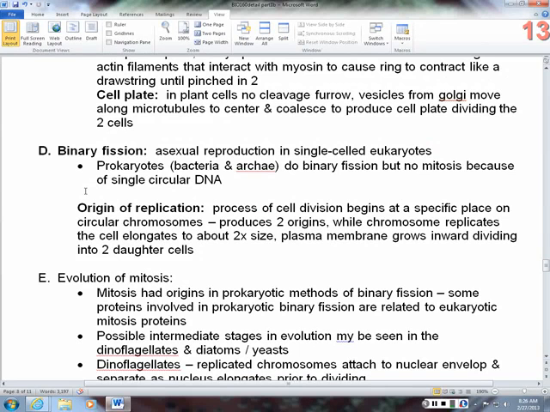Instead, what they have is a single circular DNA. They just make a copy of the DNA and the copies go to opposite ends of the cell. The DNA ends up attached to the cell wall to pull apart. The origin of replication is going to begin that division process. Where you've got these circular chromosomes, it's double-stranded DNA, and the origin of replication is where that chromosome starts to separate to make copies, and it ends up producing two origins.